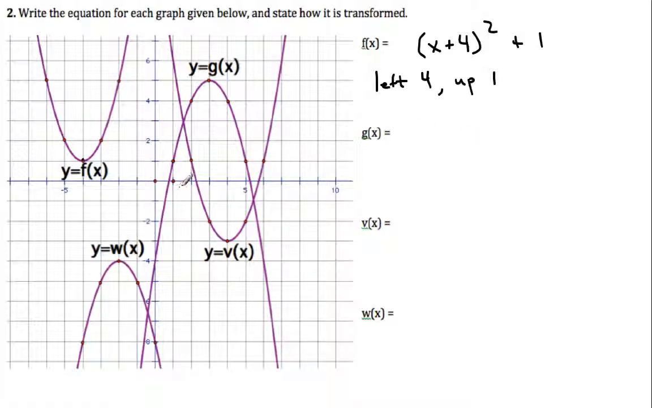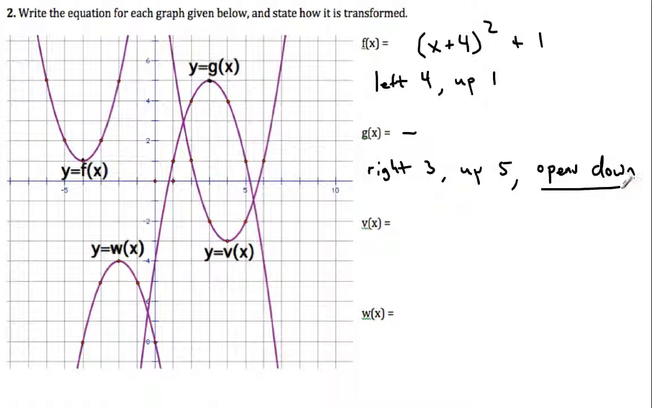Okay, now g of x. G of x is here. This is right 3 and up 5. So maybe we'll write that right here. Right 3, up 5, and it opens down. Okay, so we need to take account of these 3 things. So the way we work with this is we say it's negative because it's opening down. Okay, it's shifted right 3, so we say x minus 3 squared, right? And then it goes up 5, so we say plus 5.